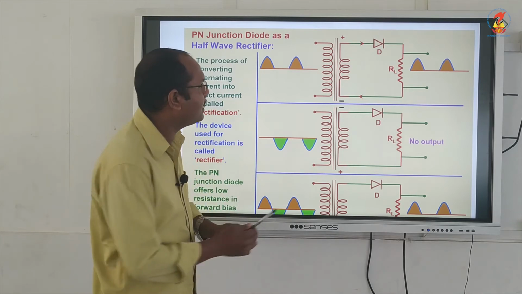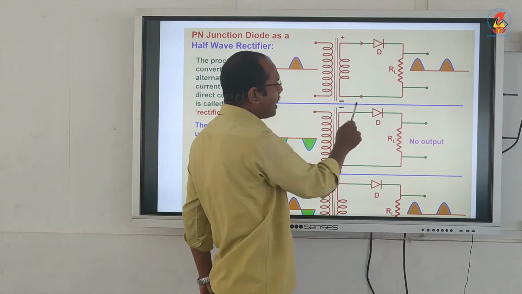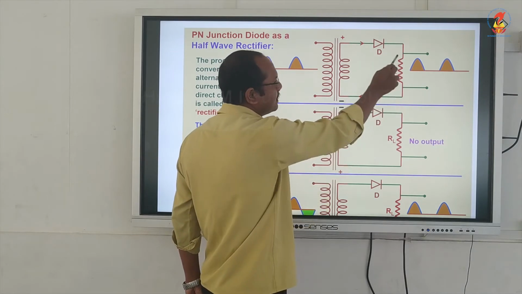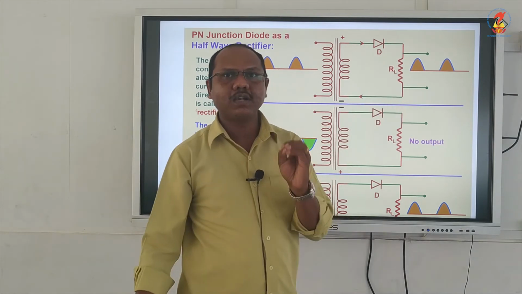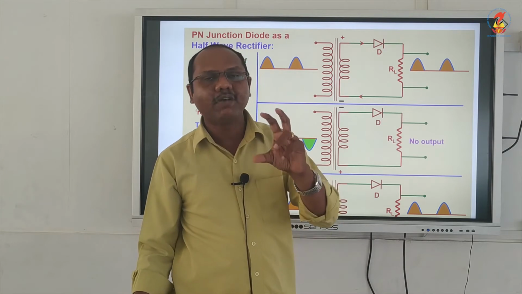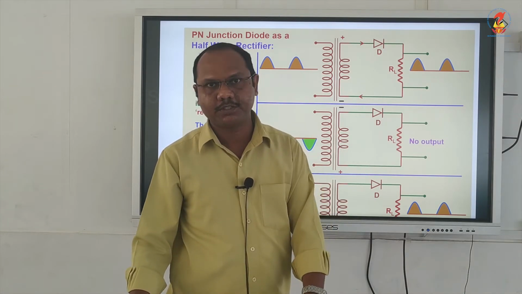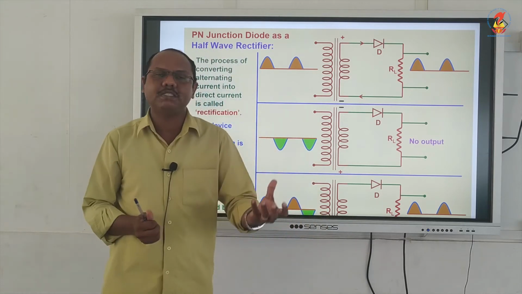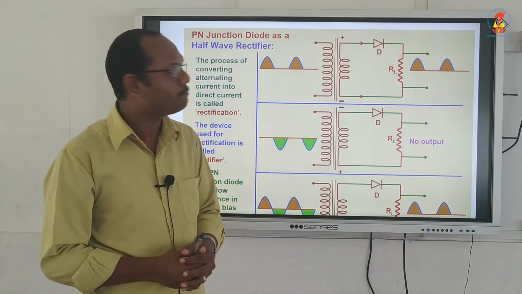The diode is connected across this terminal and here there is no diode connected. And this is the load resistance RL. Load resistance means the device which we are connecting across it. That is called load resistance because any device we take has a resistance.